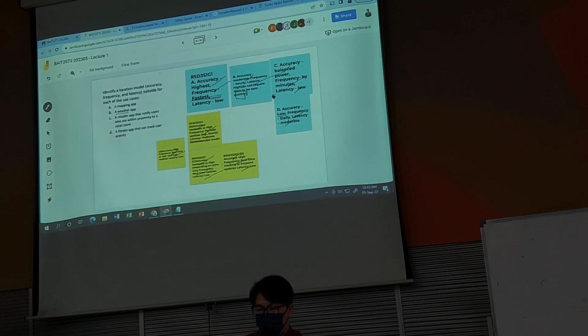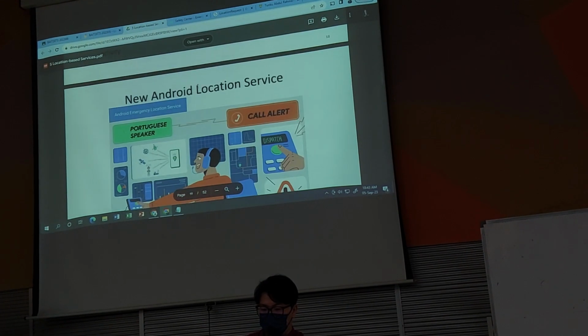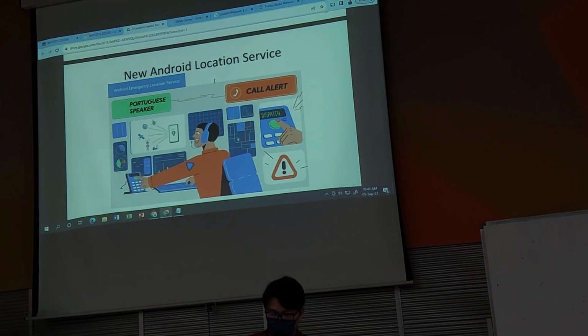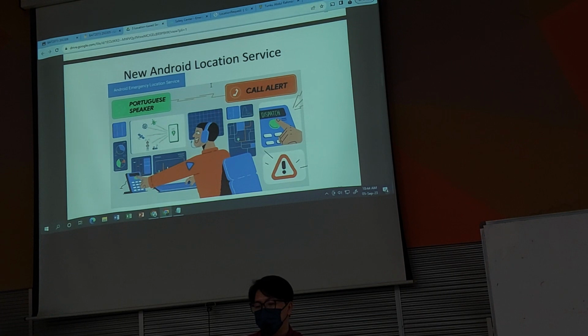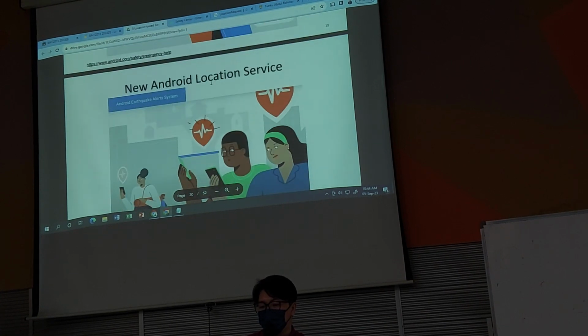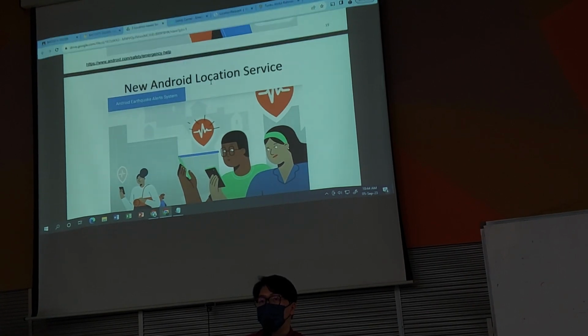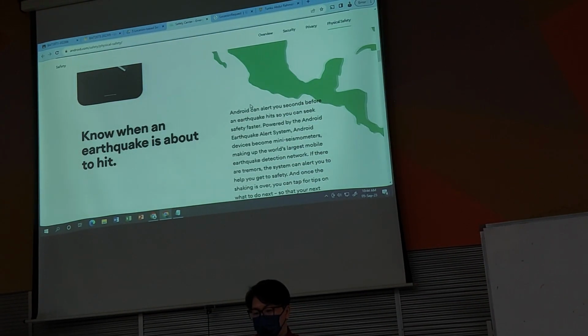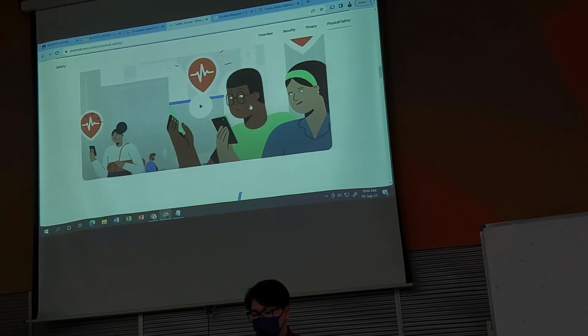Okay, good. Thank you. So let's move on. Now, Android itself, they provide new Android location services, right? We have two. One is Android Emergency Location Services and also Android Earth Alert System. Okay, let's take a look now. So this is a new one. Do I have a video here?